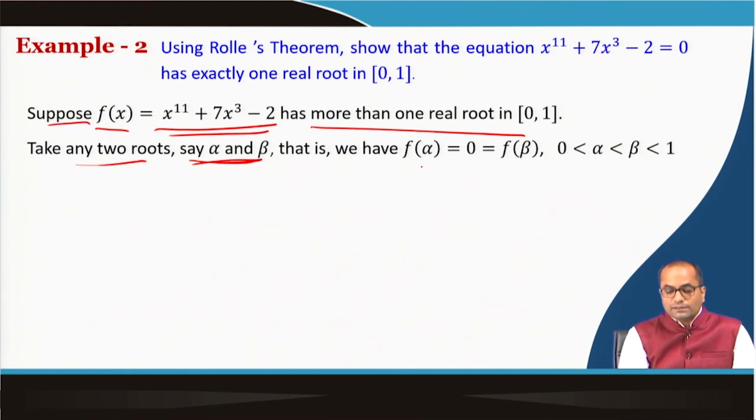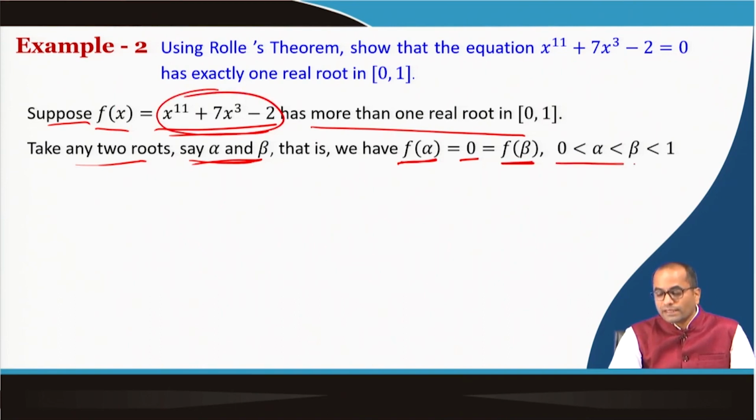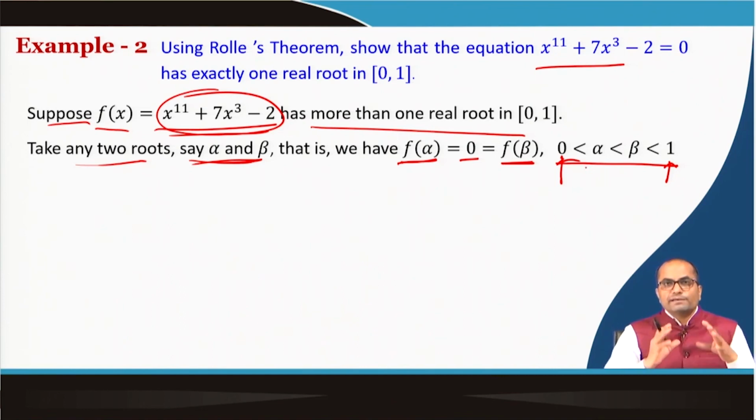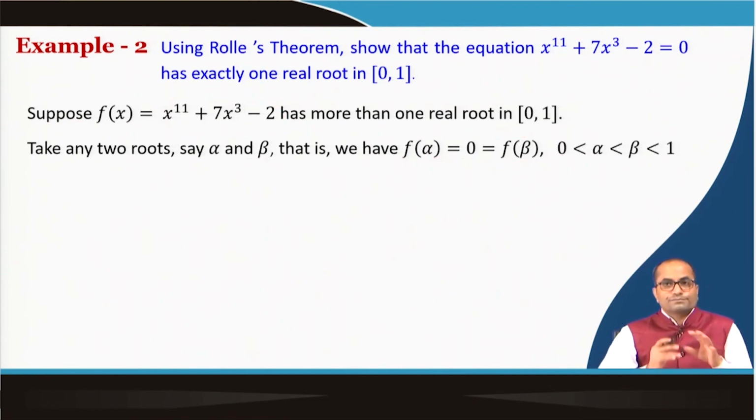So, alpha and beta. That means at this alpha and beta we have f(alpha) equal to 0 and f(beta) equal to 0, because alpha and beta are the roots of this equation. So, they will make this 0. So, f(alpha) is 0, f(beta) is 0 in this 0 to 1 interval. So, alpha and beta are both greater than 0 and less than 1, because neither 0 nor 1 is a root there. So, these are the two roots which we have assumed, and they belong in between 0 and 1.